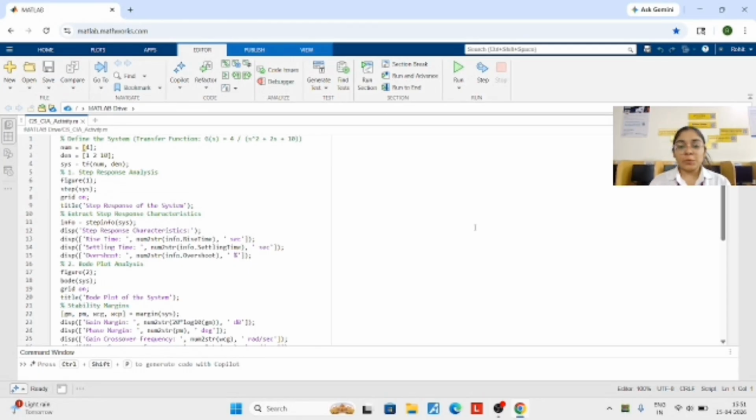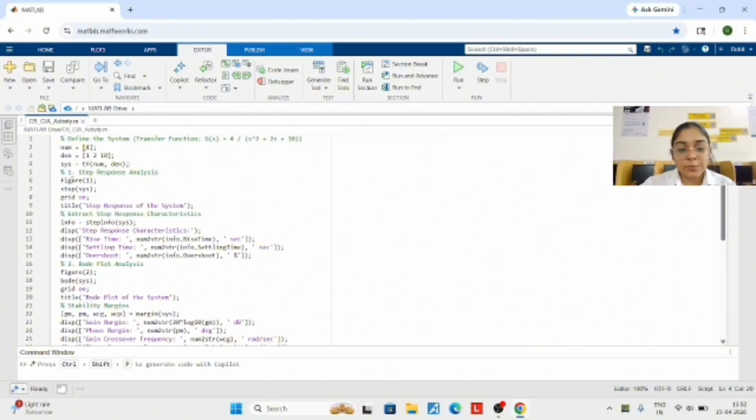Hello everyone, I'm Ms. Gucci, and today I'm going to explain a MATLAB program used to analyze a control system. First we define the transfer function, G(s) = 4 / (s² + 2s + 10), where the numerator is 4, taken as an array, and the denominator is [1 2 10], also an array. So system = tf(numerator, denominator).